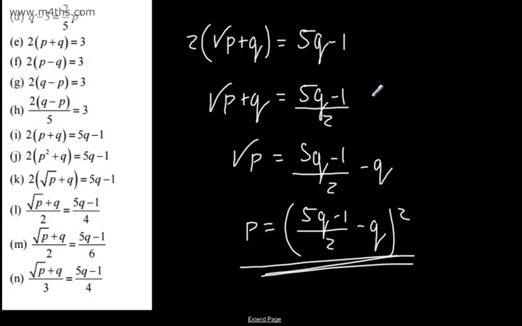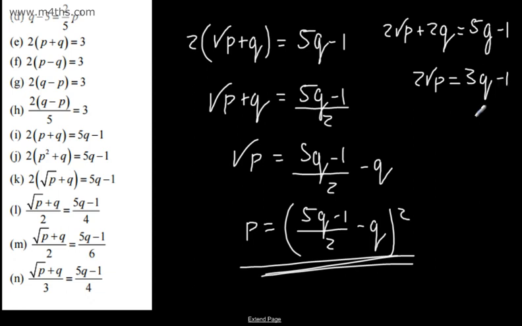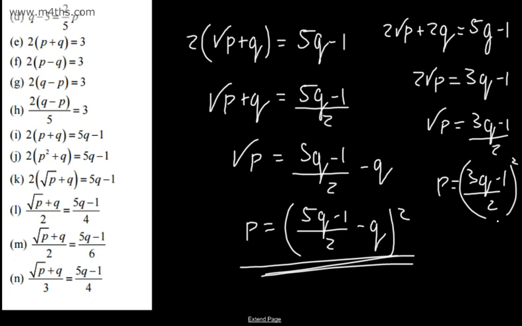If you wanted at this stage, you could have multiplied this out. So 2 root p plus 2q is equal to 5q minus 1. Subtract the 2q from both sides. 2 root p is equal to 3q minus 1. Divide both sides by 2, 3q minus 1 divided by 2, and square both sides of the equation. 3q minus 1 over 2 all squared. So if you're more comfortable doing it this way, that's perfectly fine.